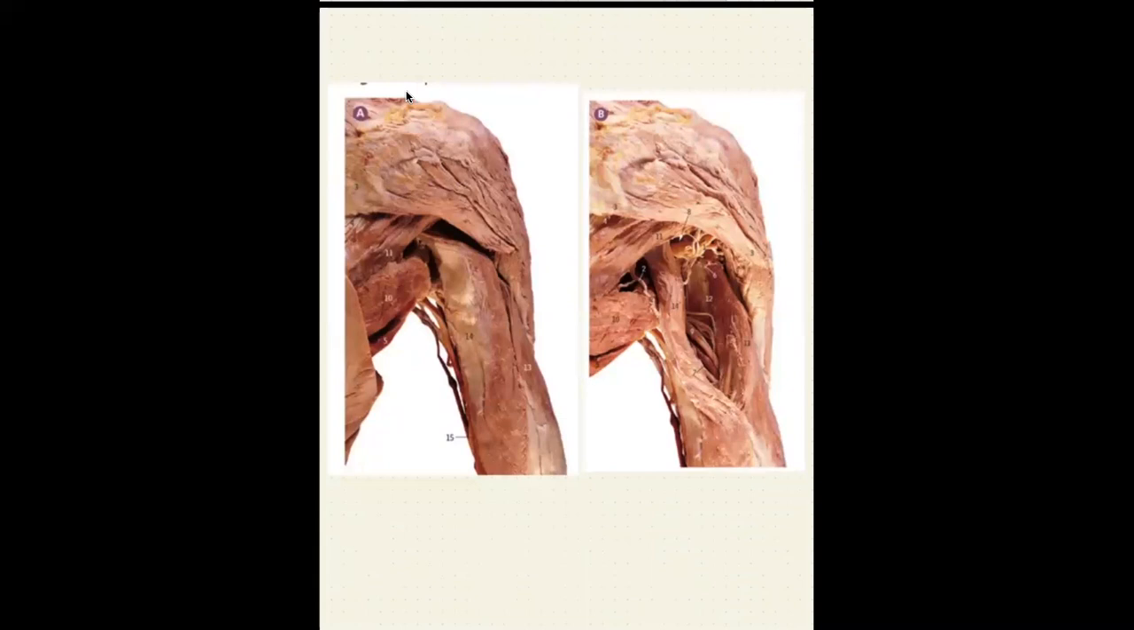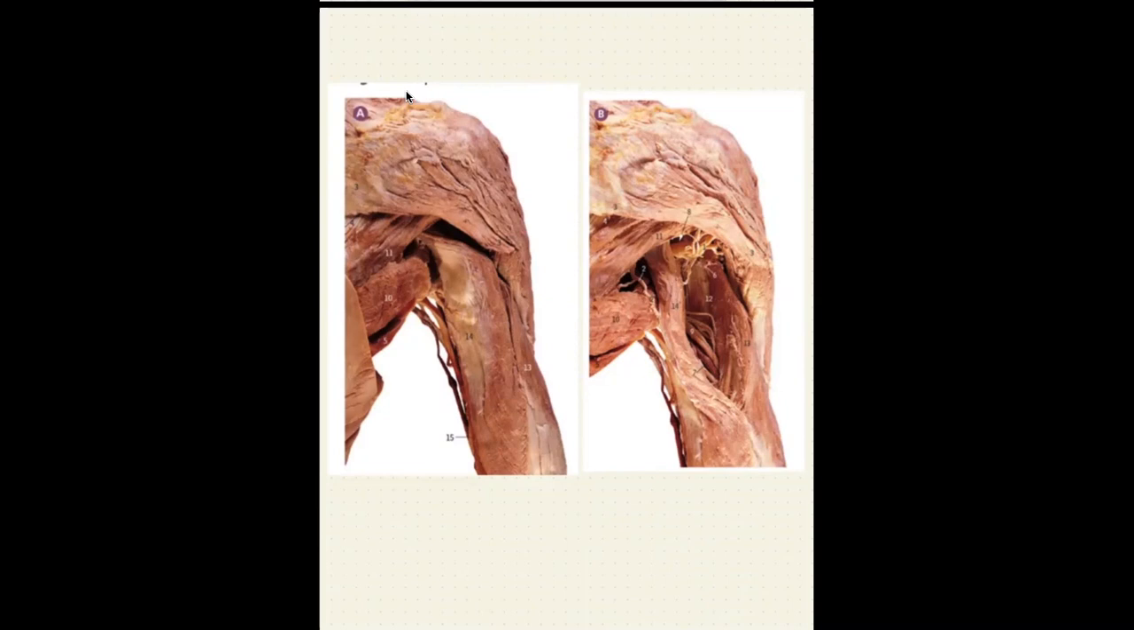And the nerve supply of the deltoid? It's the axillary nerve. Could you tell the root value of the axillary nerve? C5, C6, C7. Okay, that's great.